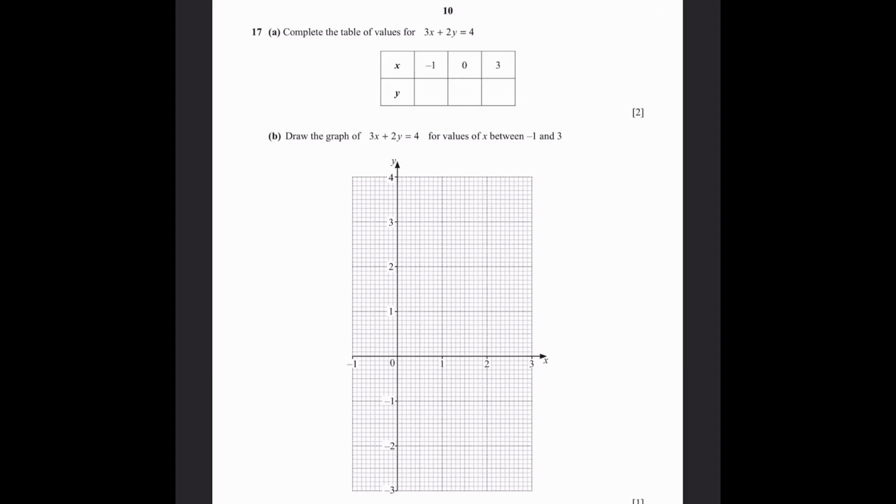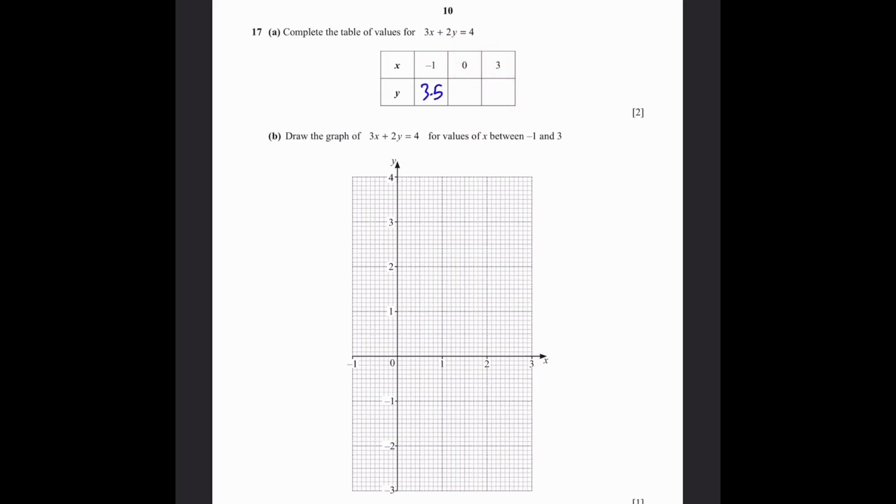Question 17. A. Complete the table of values for 3x plus 2y equals 4. If x equals minus 1, x equals 0, x equals 3. So when x is equal to minus 1, substitute it. So this will be minus 3 plus 2y equals 4. 2y is equal to 7. And y is equal to 3.5.